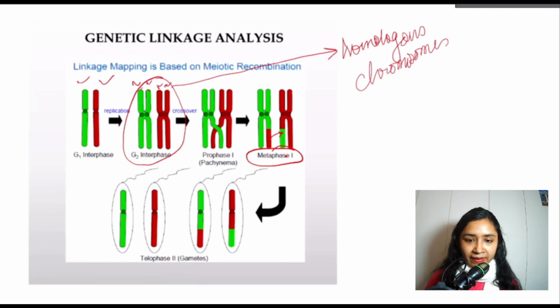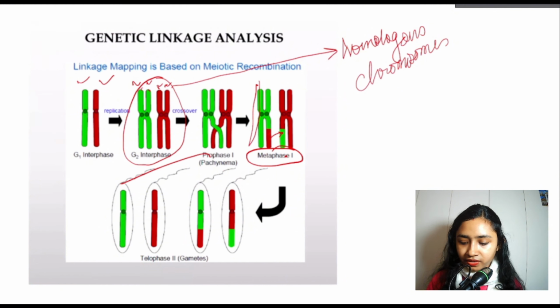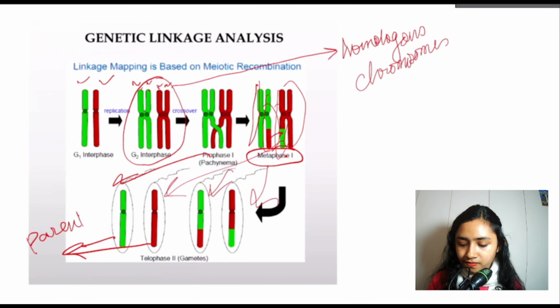Gametes assort independently. This is the totally green gamete, which goes here. This is the totally red gamete, which comes here. This green and red gamete comes here, and this red and green gamete comes here. These two are parental combinations, and these two are recombinant.